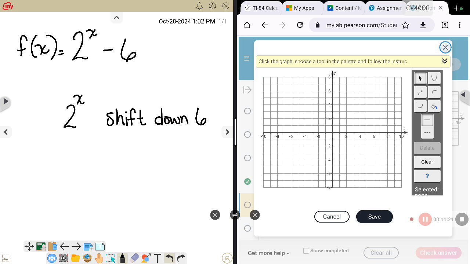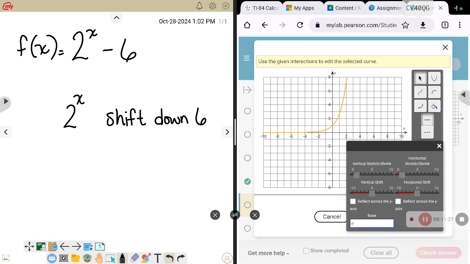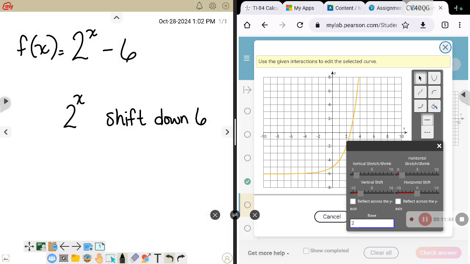Graphing this one, it's still the exponential shape. So I will tell it exponential shape. Click anywhere on the graph. It puts it right in the middle. And then vertical shift down 6. And once again, you'll notice in the blue rectangle, your base is E. So you need to take that E out and put in your base. In my case, that would be the 2.